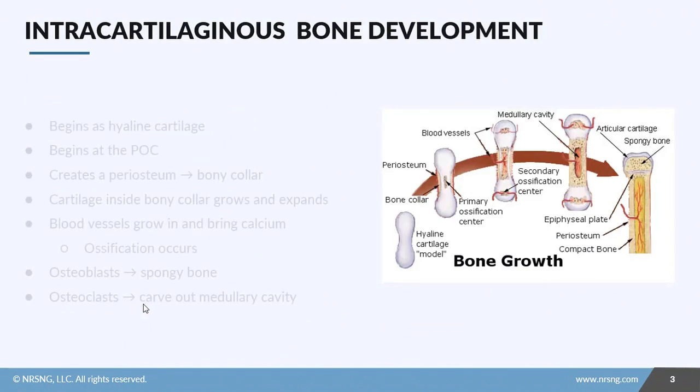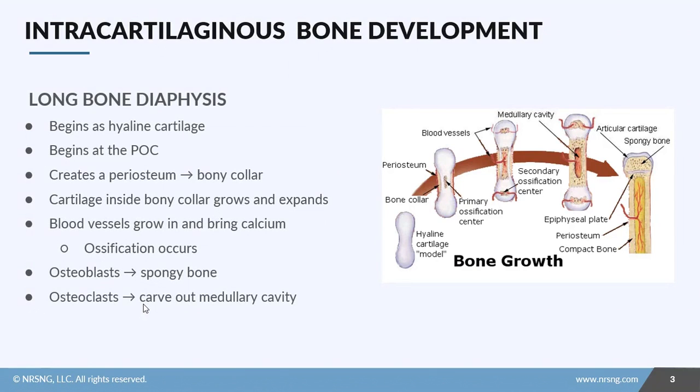Now that we've got a good idea of what happens with intramembranous bone development, let's look at intracartilaginous bone development. Intracartilaginous bone development is really complicated, so stay with me. The first thing we're going to look at is long bone development, and in particular the diaphysis. This is the shaft of the bone. This is your epiphysis, but we're going to worry about what happens in the diaphysis.